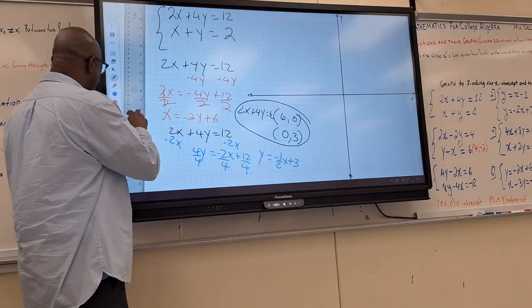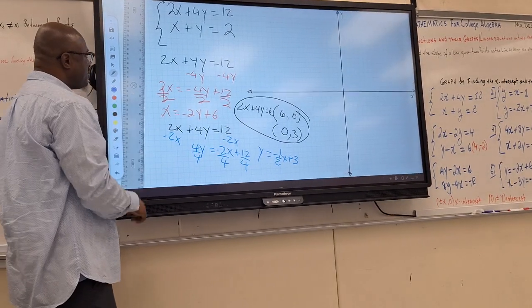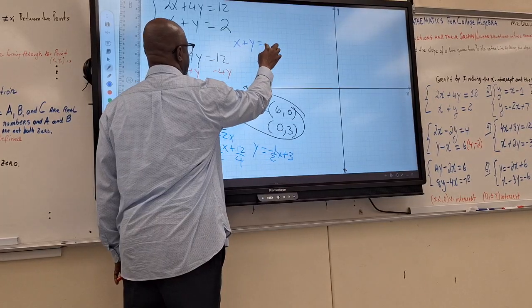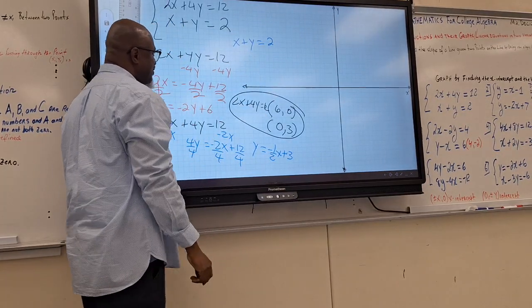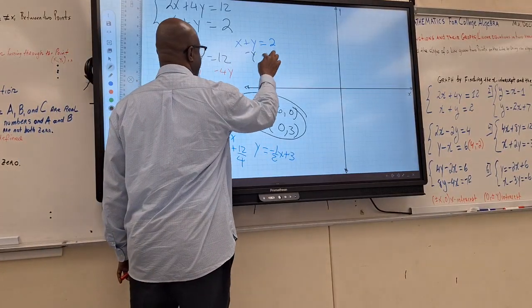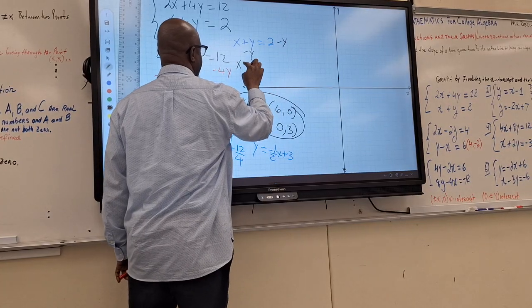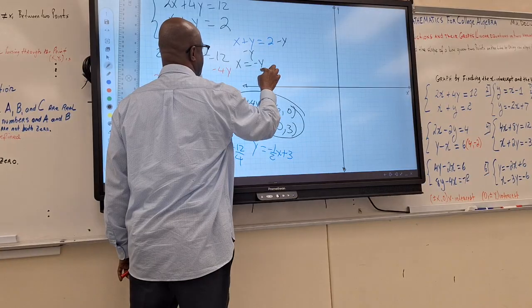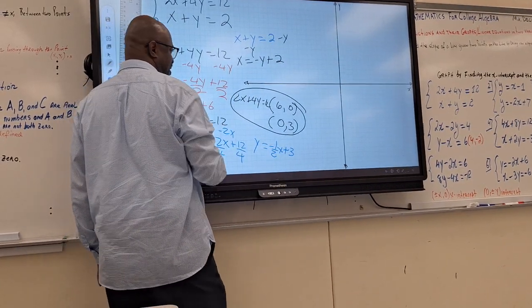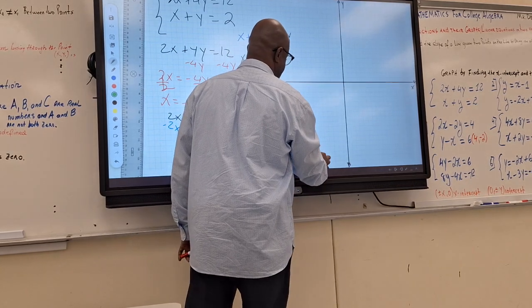Then you go back to the other equation, you do the same thing, you solve for x. You have x plus y is equal to 2. This is very easy. What do you do? Subtract y. Then you have x equal negative y plus 2. What is your x-intercept? That will be 2, 0.